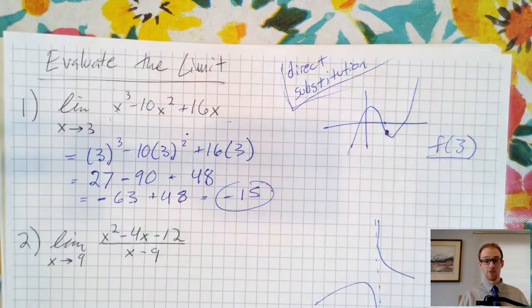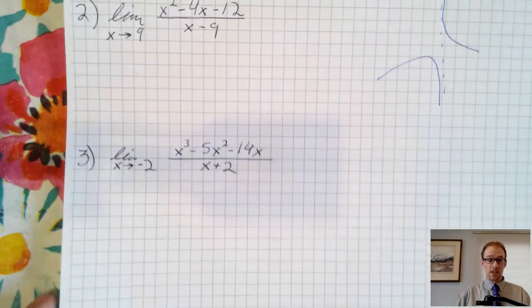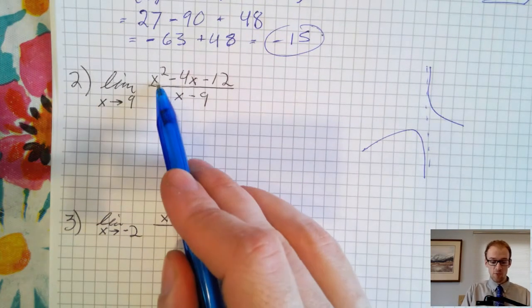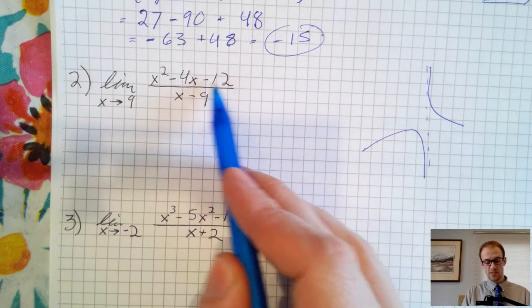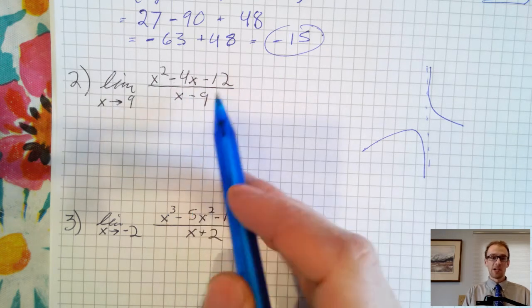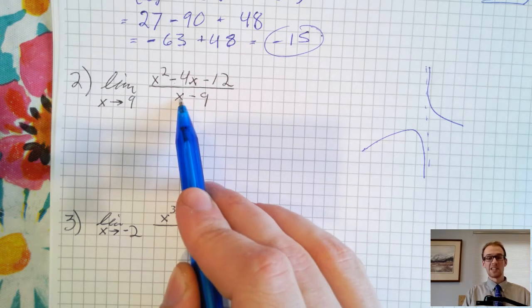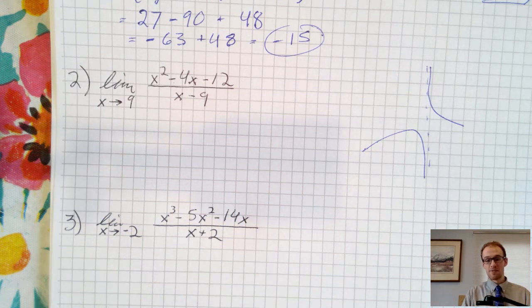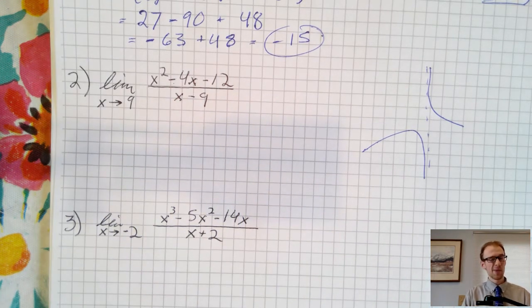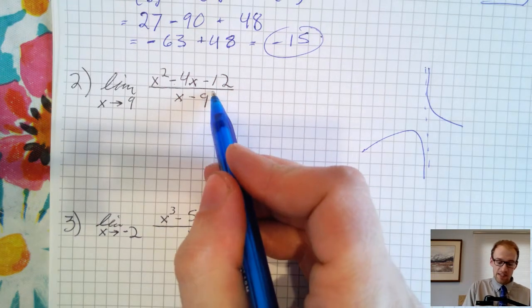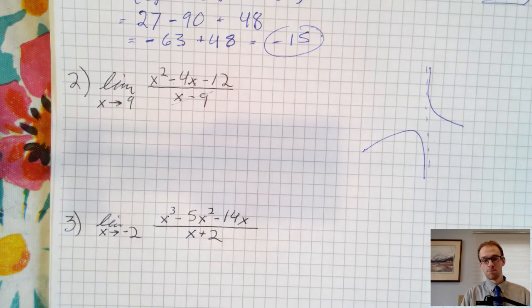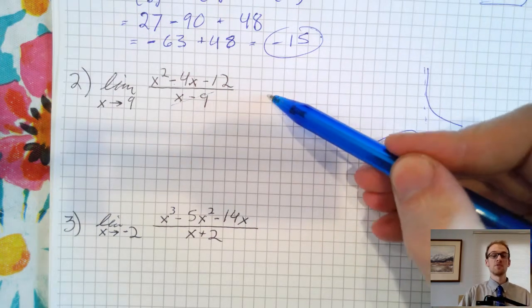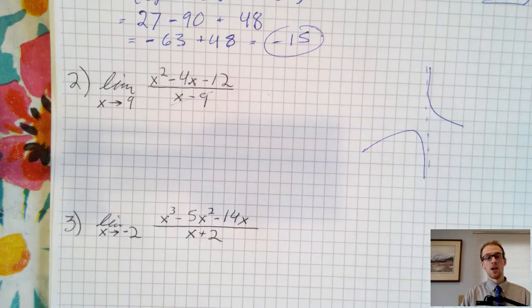If we try direct substitution, which is what we should always try first with limits, what happens? Well, if we substitute 9 in, our numerator becomes 81 minus 36 minus 12. That'll be a real number. But then we plug 9 in down here and we get 0. So we get some real number over 0. That's undefined. Okay. But we don't stop there with limits. Sometimes we can try to see if we can cancel this denominator somehow. It's going to be unsuccessful on number 2, but it's going to be successful on number 3.